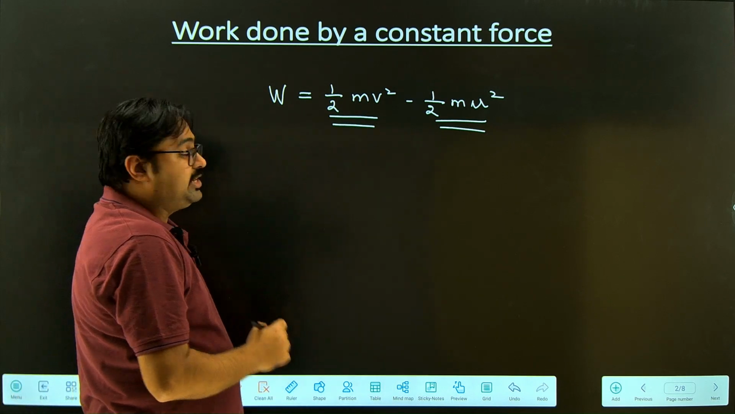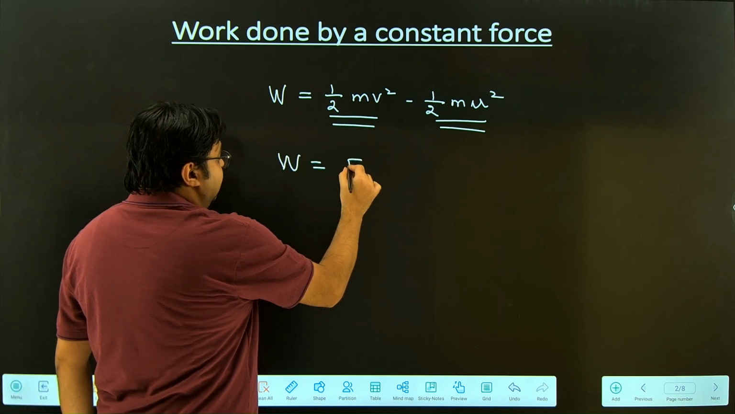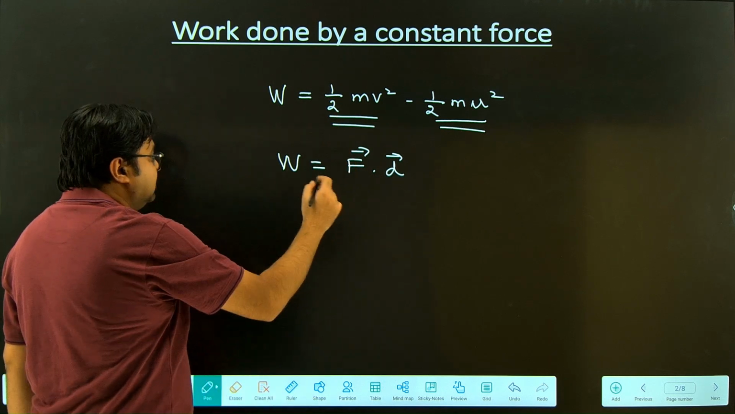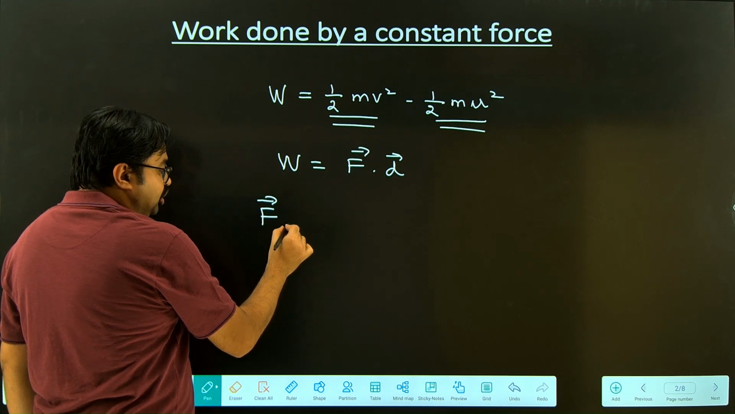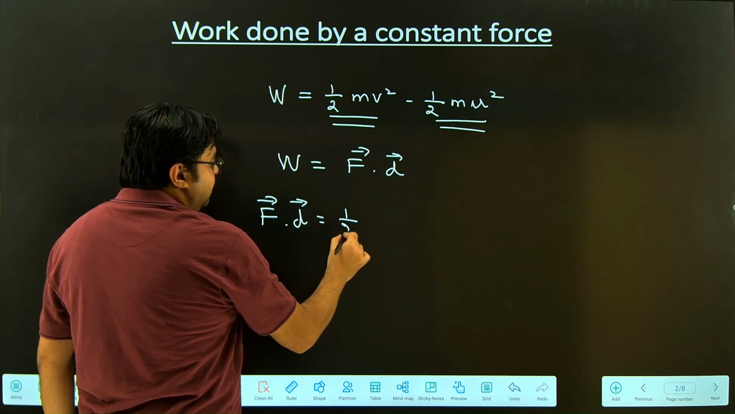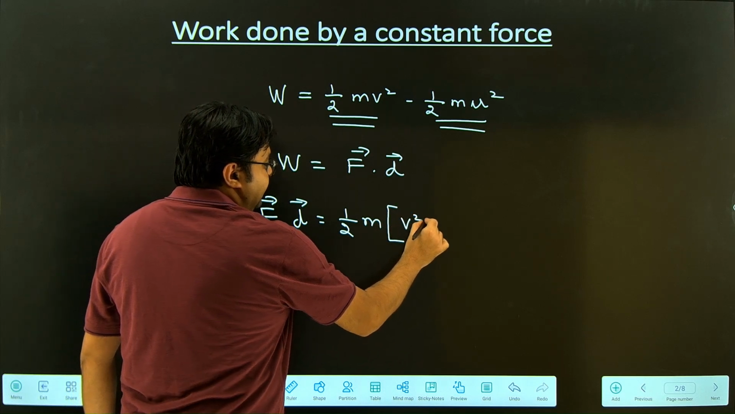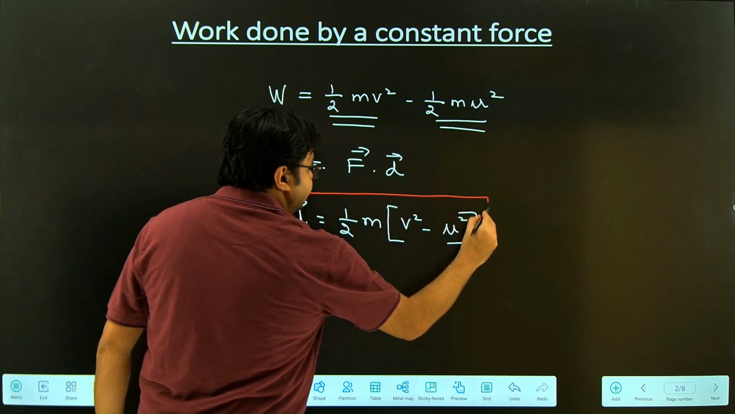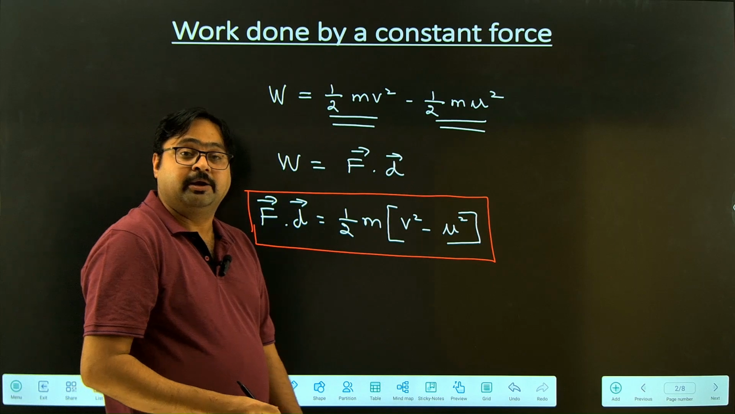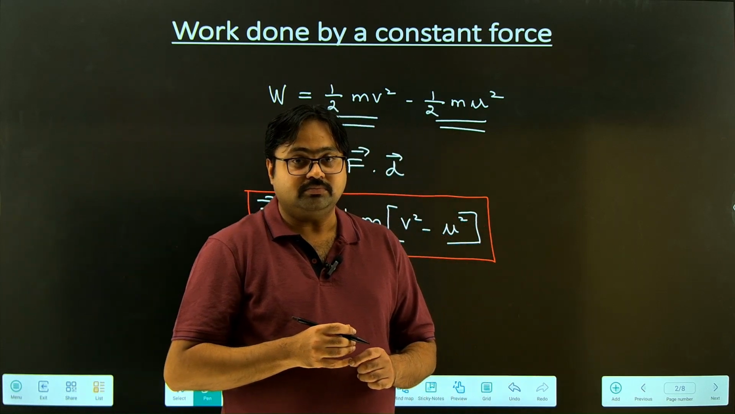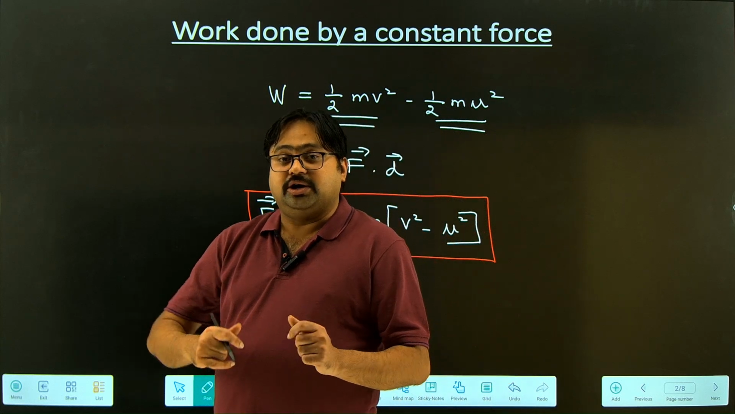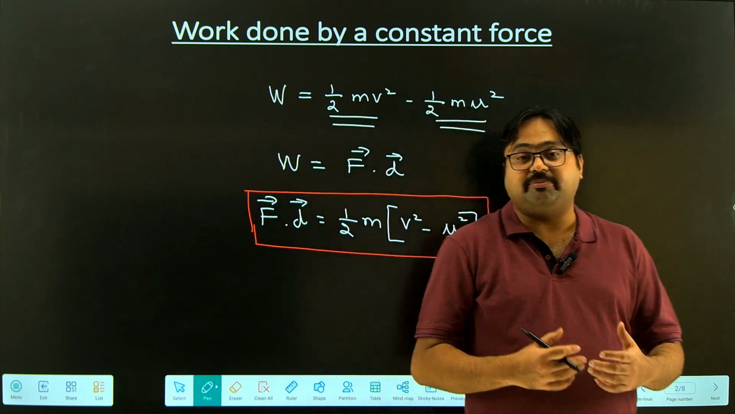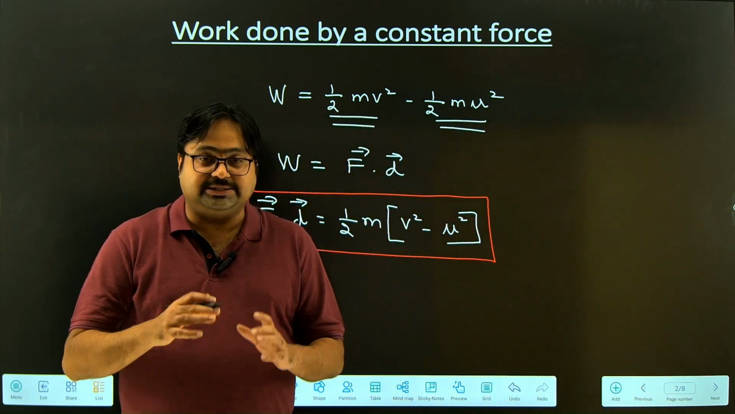Now, in case of a constant force, the work done is simply calculated as the force acting on the body dotted with the displacement. So you combine these two equations, you will have F dot d equal to half m, pulled out as a common factor, and inside the brackets, v square minus u square. Now this is the expression for work done by a constant force. There can be a lot of questions based on this concept in the competitive exams. One such question that appeared in AIIMS 2010 is something that we will discuss next.